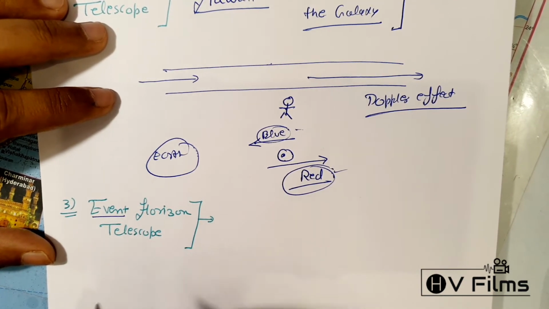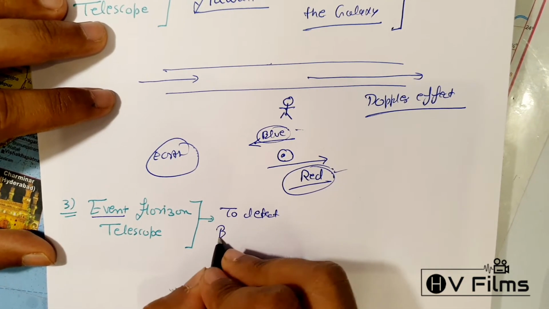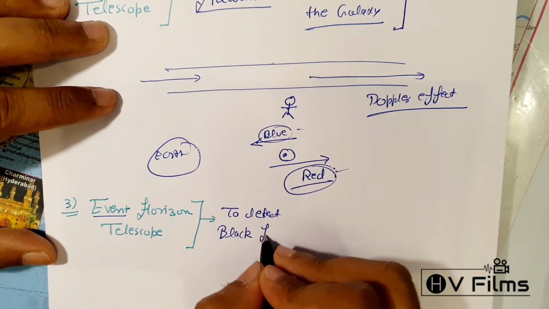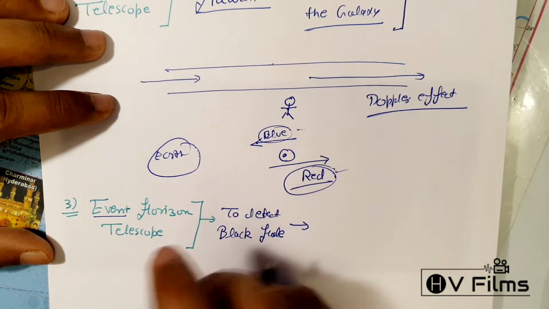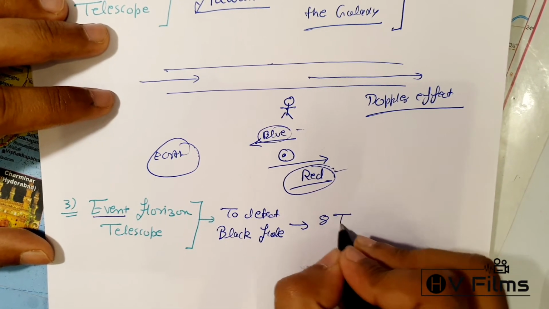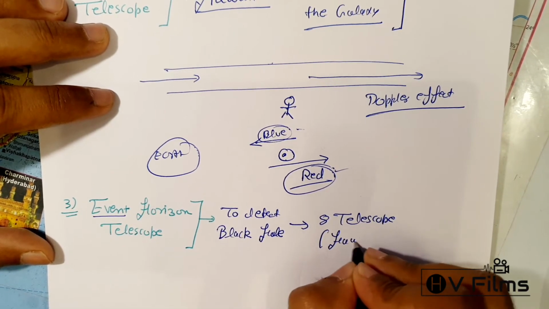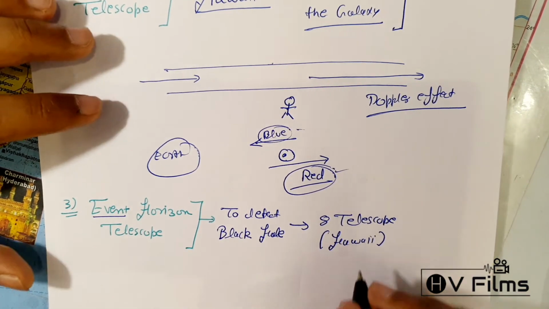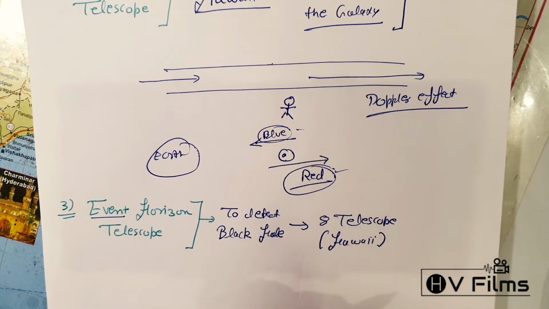So it is generally used to detect black holes. Now, the first ever picture of a black hole was captured by this telescope itself. It is a network of 8 telescopes placed in Hawaii, synchronized in such a way that they effectively form a radio telescope the size of the Earth itself.